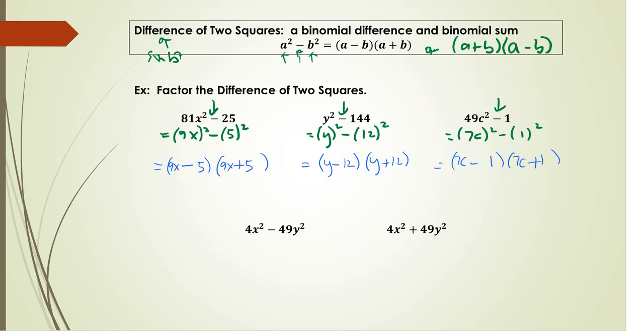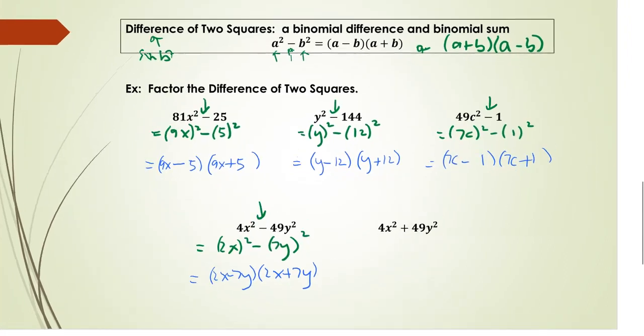On the second row, I have a subtraction here. So I'm going to see if I can set up subtracting squares. If I can, 2x in here and 7y, which I could, it means that it'll factor into a binomial difference and a sum. So 2x minus 7y and 2x plus 7y.